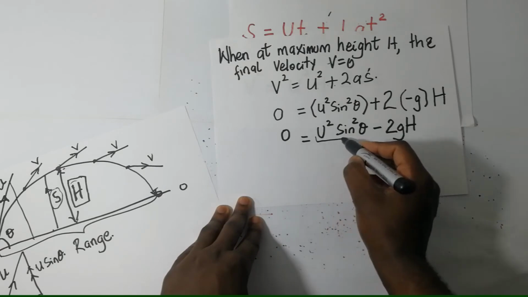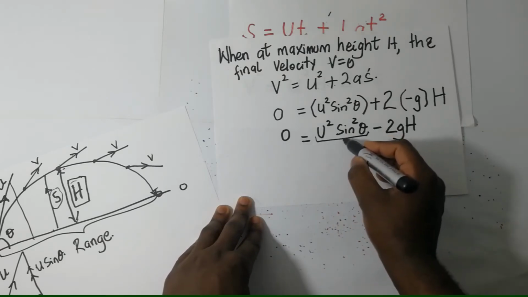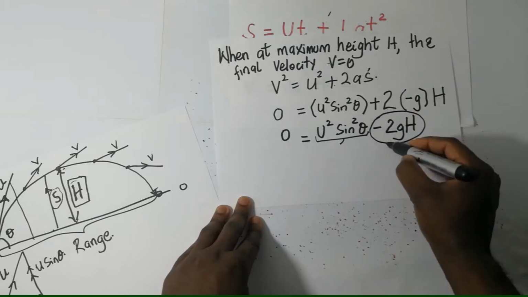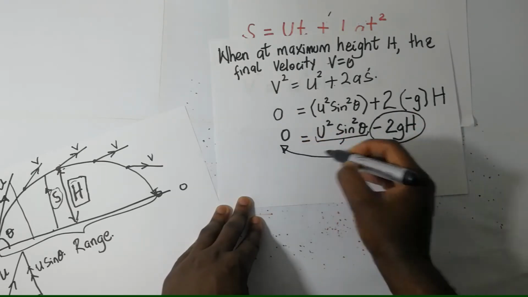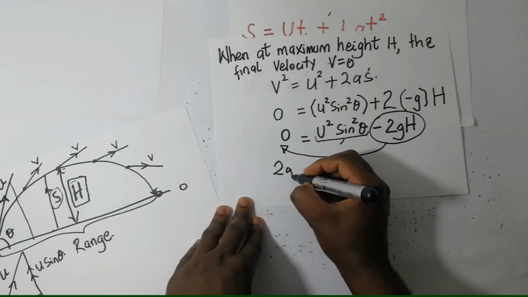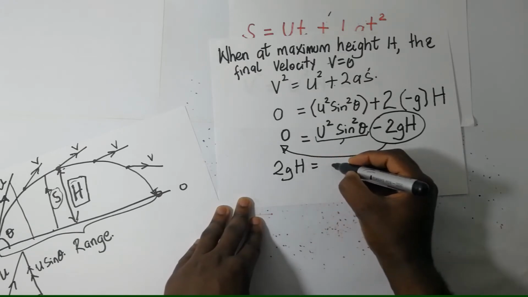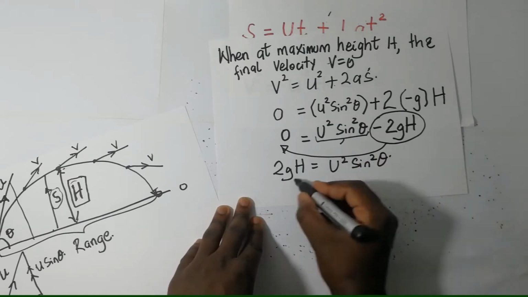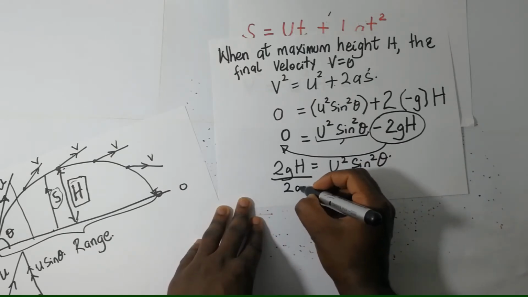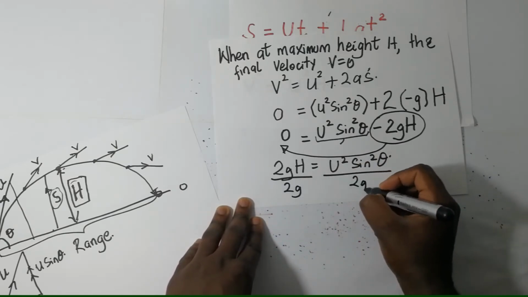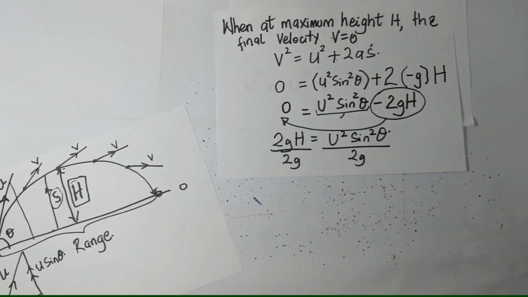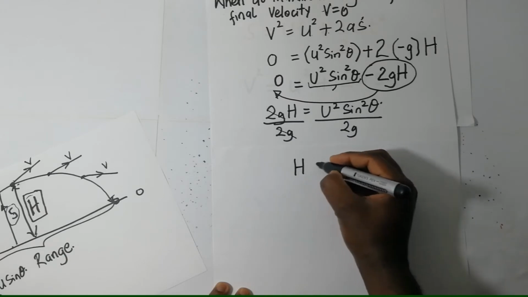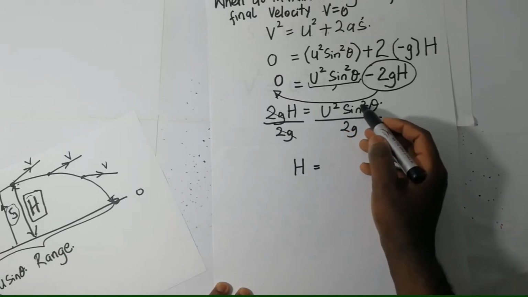So this becomes 2g capital H is equal to u squared sine squared theta. When we divide both sides by 2g, this is what we end up with. This cancels with that, and you remain with capital H equals u squared sine squared theta over 2g.